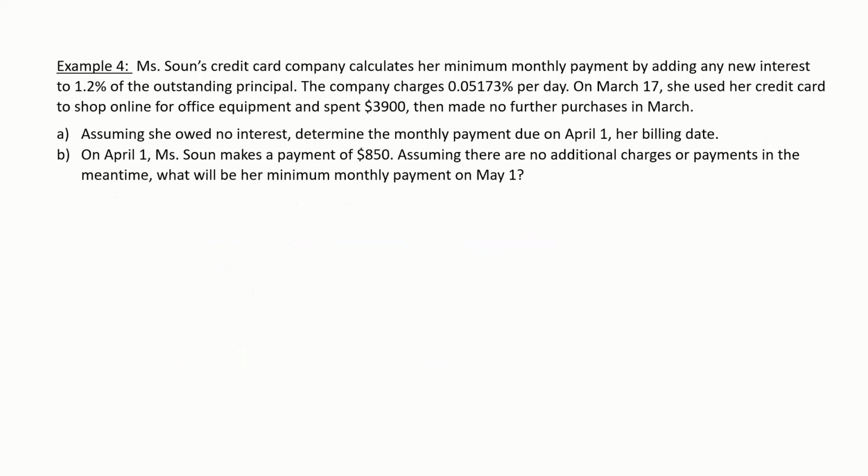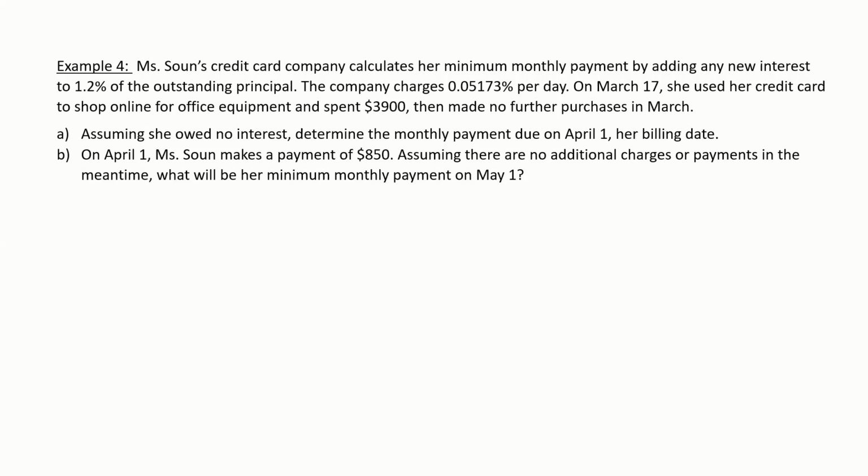In example 4, we learn about a credit card. So Mrs. Soon's credit card company calculates her minimum monthly payment by adding any new interest to 1.2% of the outstanding principal. That's how they calculate it. We add together those two things. The company charges 0.05173% per day. On March 17th, she used her credit card to shop online for office equipment and spent $3,900, and then she made no further purchases in March.